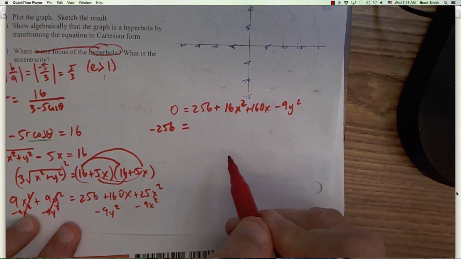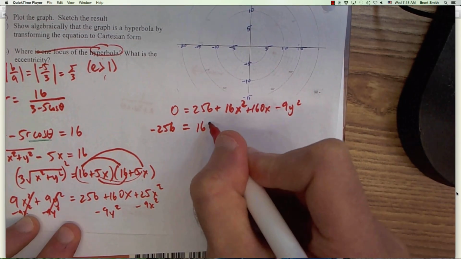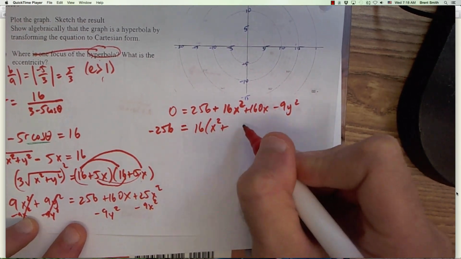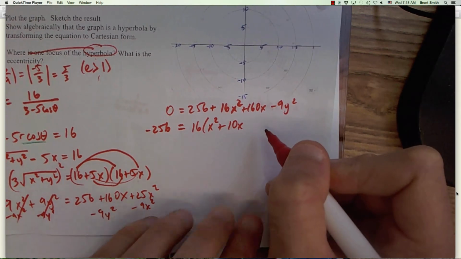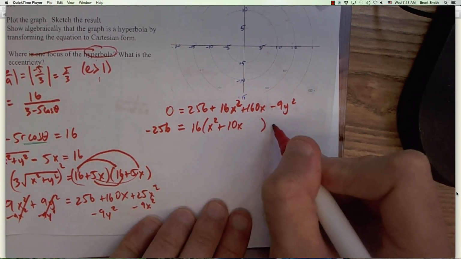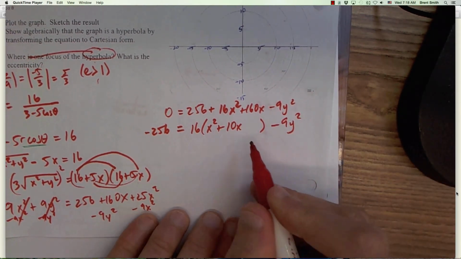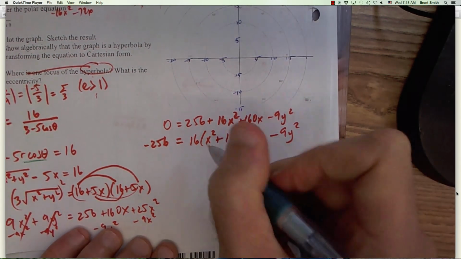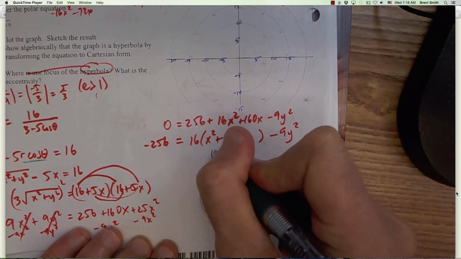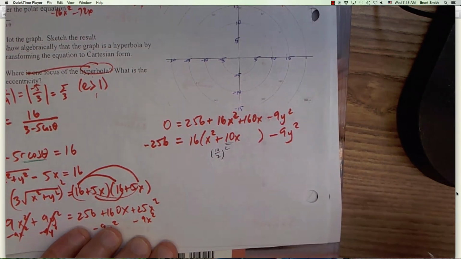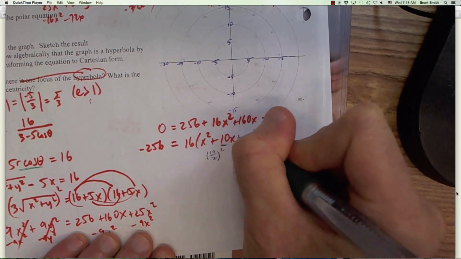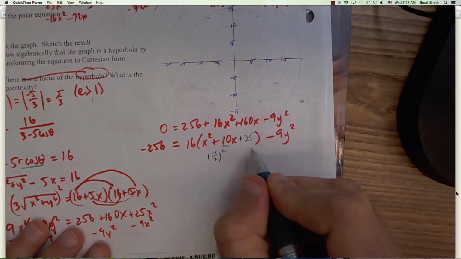We've got this linear term here, so let's complete the square. 16 times x squared plus 16 times what? That's 10x. And then we're going to leave a blank to complete the square. And this doesn't need anything. So again, we want to complete the square. We want to take this b term, this linear term, and half it and square it. 10 over 2 is 5. 5 squared is 25. That's what you add.